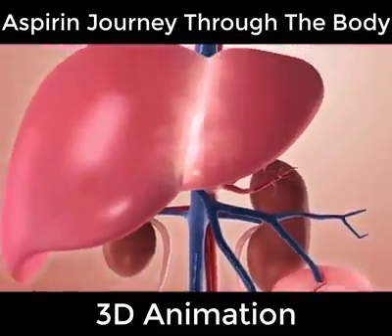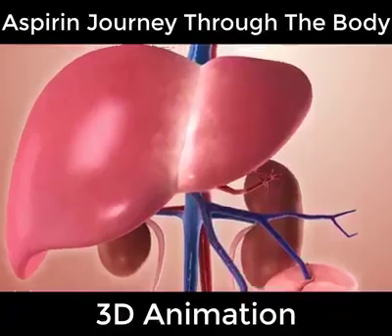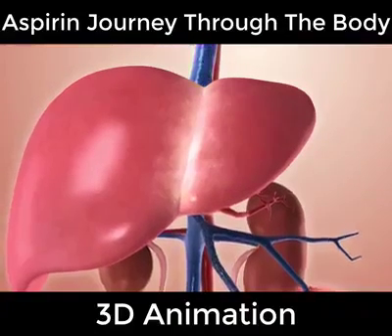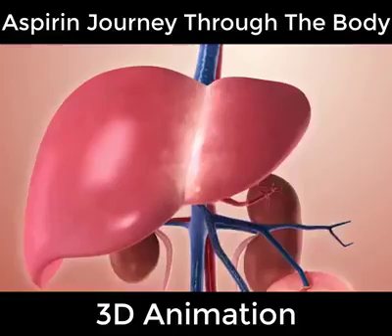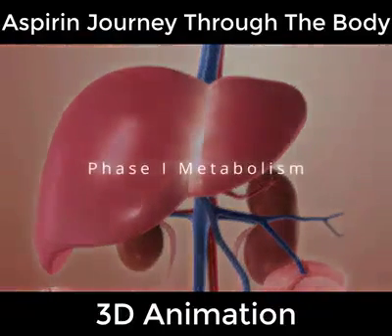The next stop on the journey is the liver. The aspirin-rich blood will enter the liver through the hepatic portal vein at the bottom, and it will exit at the top via the hepatic vein. At this stage, even more of the aspirin will be removed through a process called first-pass metabolism. The liver's job is a bit like a filter. It will metabolize drugs before they reach the rest of the body. It does this in a few steps.